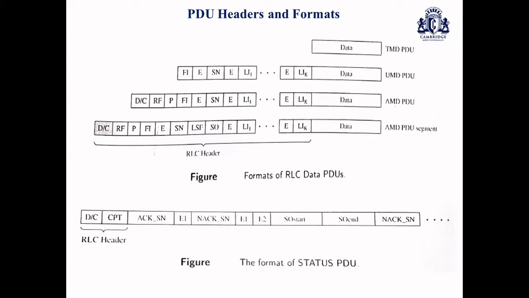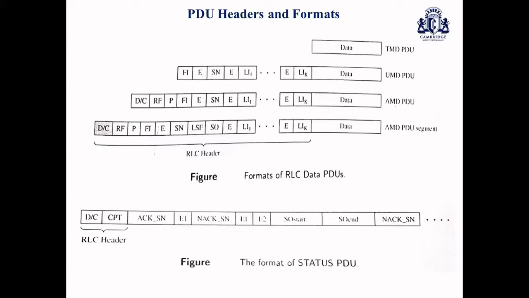And the SN field is a sequence number which corresponds to the UMD or AMD PDU. It usually consists of 10 bits for AMD PDUs and AMD PDU segments. You can see there we have AMD PDU segments as well as the status PDU, and 5 bits or 10 bits for UMD PDUs. All these are the different frame formats which we usually see with respect to RLC PDUs.